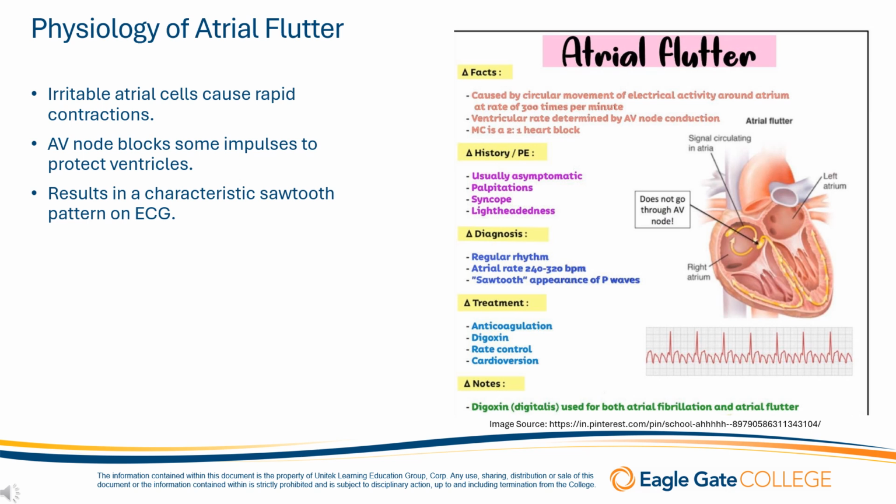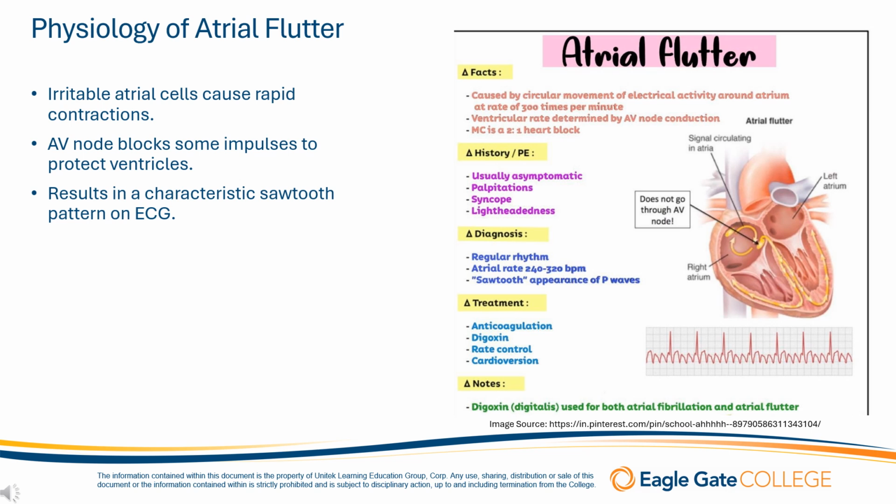The rapid atrial contractions and the AV node's selective blocking of impulses create the distinctive sawtooth pattern on the ECG. This pattern is composed of multiple, evenly spaced P waves between each QRS complex. The sawtooth waves, or flutter waves, are best observed in the inferior leads, 2, 3, and AVF.